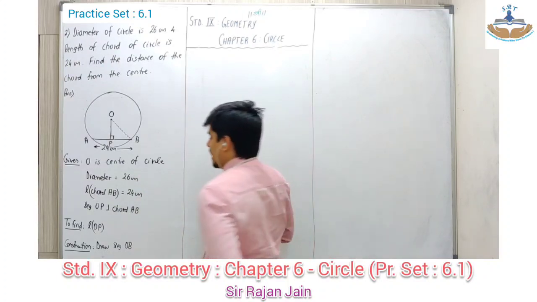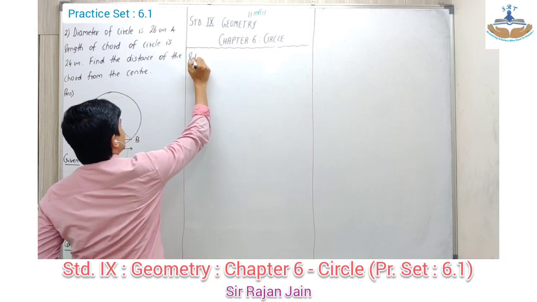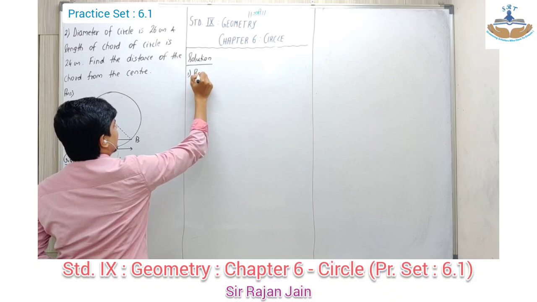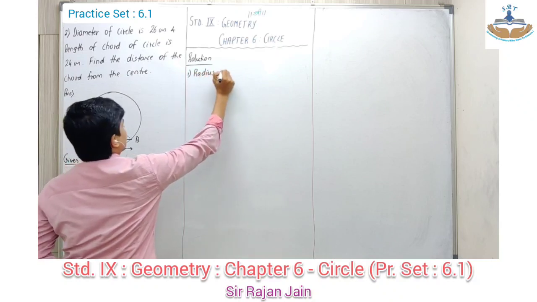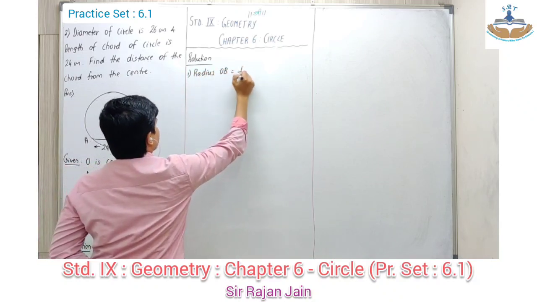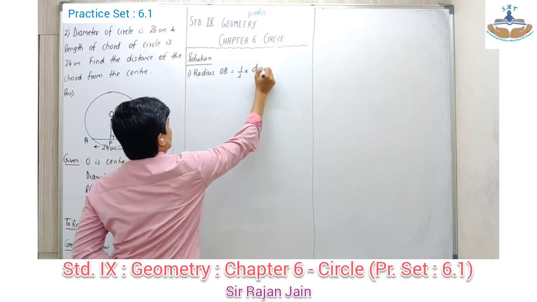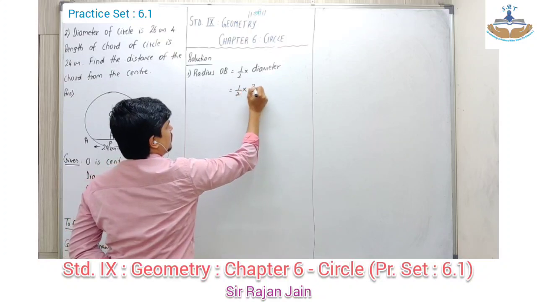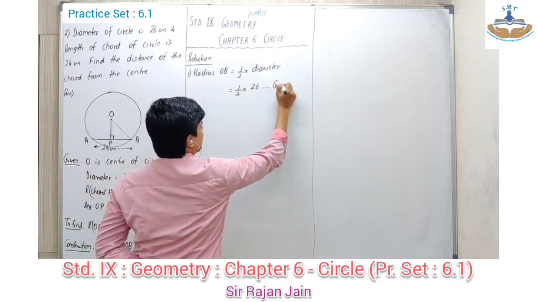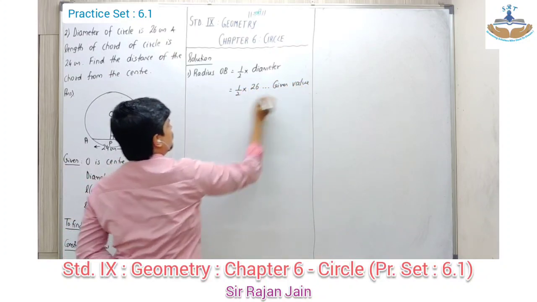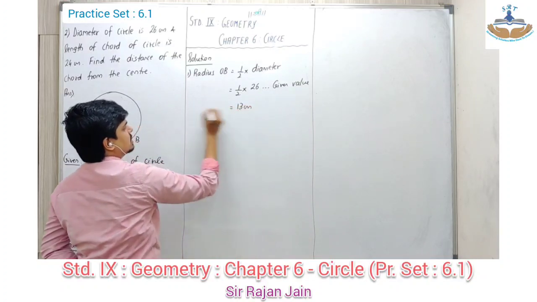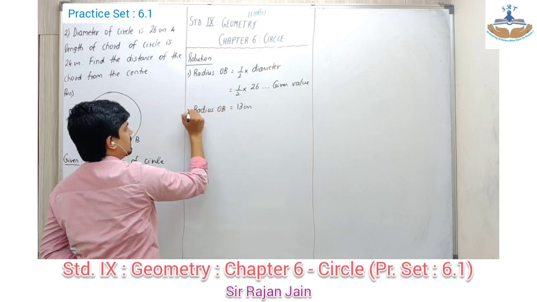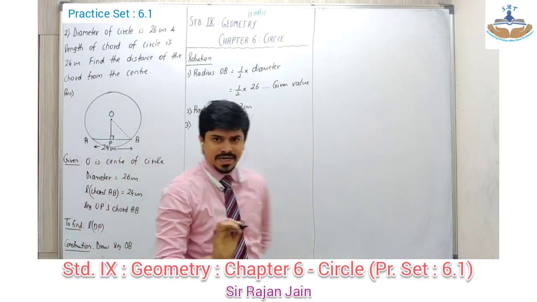समझा? चल, let's start. Look. Solution. First, I am getting the radius. Radius I'll directly get it from the formula. So I'll say radius OP is equal to half into diameter. Now this will be half into 26. Reason I'll write given value, and 26 का half is 13 centimeter. So this is your radius OP. Is that clear? Okay, radius आ गया.